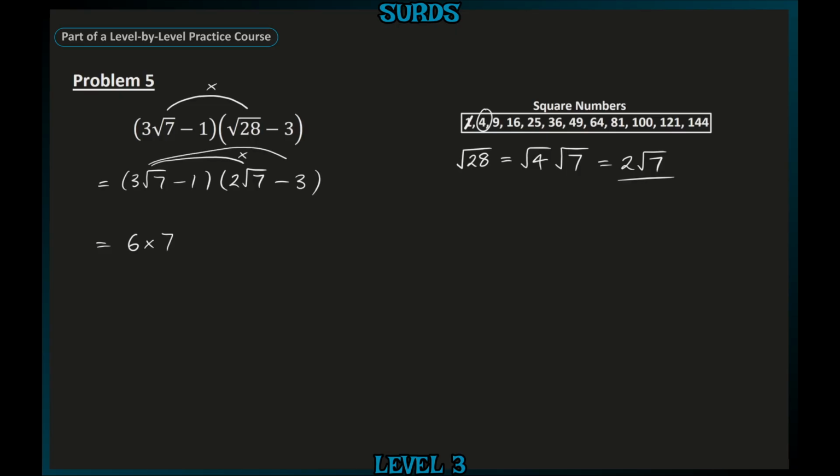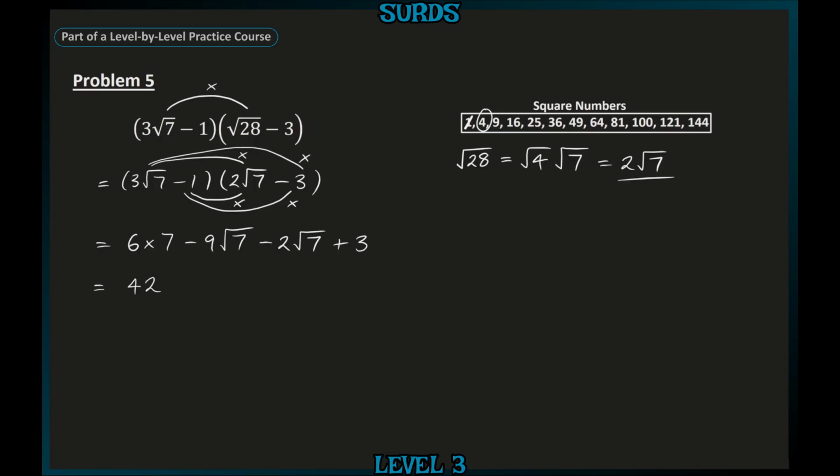Next, 3 root 7 multiplied by minus 3 gives us minus 9 root 7, because 3 times minus 3 is minus 9. Next, we're going to do minus 1 times 2 root 7, which is minus 2 root 7. And finally, minus 1 times minus 3 becomes plus 3, with the two minuses becoming a plus when we multiply them. Now going back to the first term, 6 times 7 is 42. This becomes 42 minus 9 root 7.